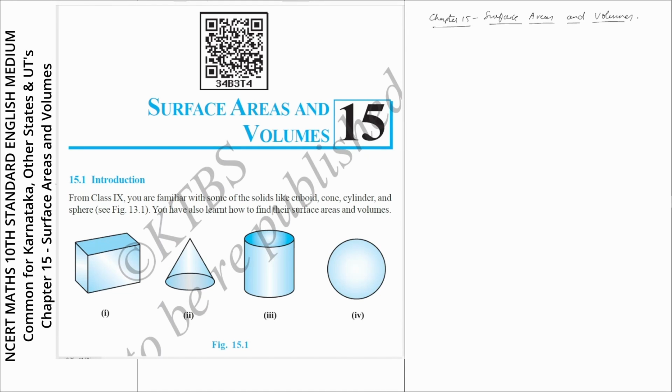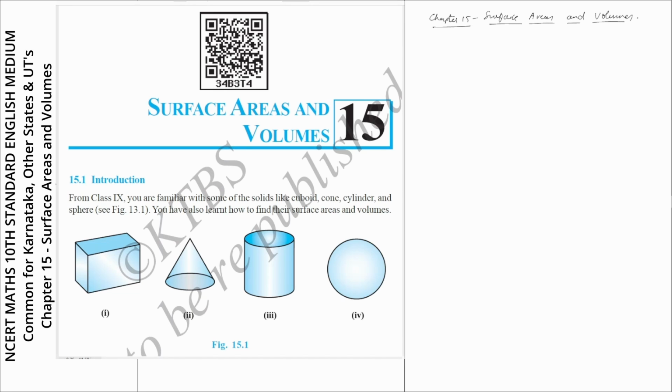Chapter 15 in 10th standard maths is surface areas and volumes. In some state school textbooks, the chapter number could be different. It could be chapter number 5 or chapter number 10. But all state schools that have implemented the national education policy will have the same syllabus. Content will be the same, though the chapter number could vary.